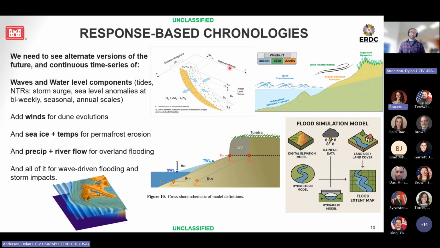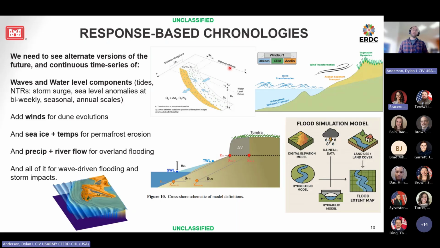If we want to do anything in an estuary or that has to do with urban flooding, then we'll need precip and river flow. And we'll actually need to do all of it quite well if we want to do wave-driven flooding at the nearshore and some of the storm impacts that come from this compound space, where you have multiple water levels, waves, and precip all acting together.